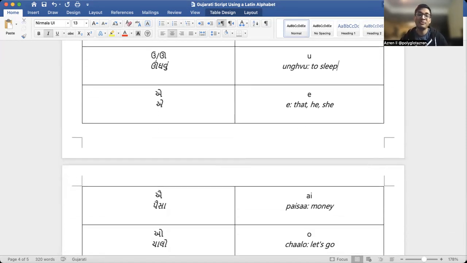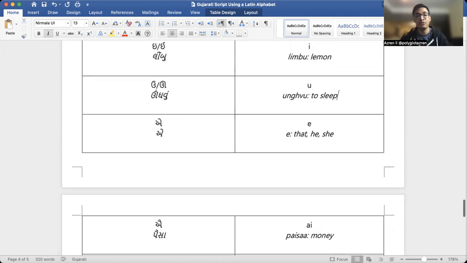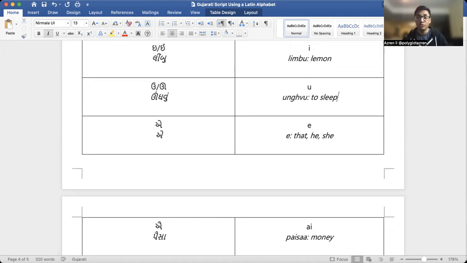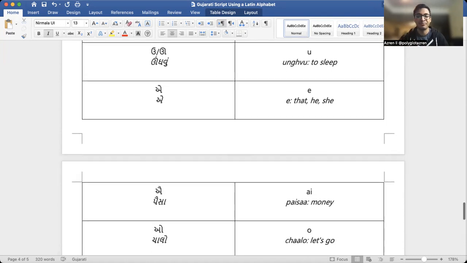Next, we have a. A by itself is a word anyway. A means that, he, or she. A is written with the lowercase e. Sorry, going back one letter for ungvu, when we had the letter u. U is written with a lowercase u. But be careful, in English, the u letter actually says "uh", such as the word up or uncle. But in Gujarati, no. Gujarati u says u when you text people, for example.